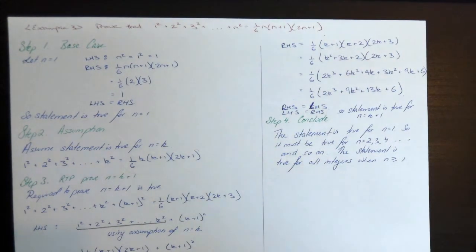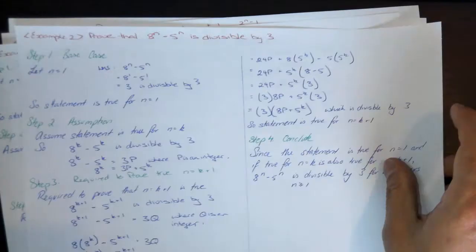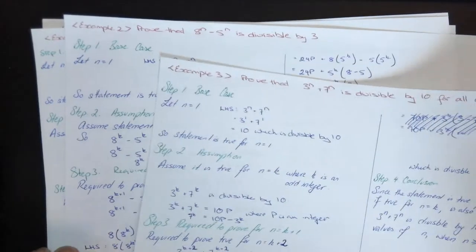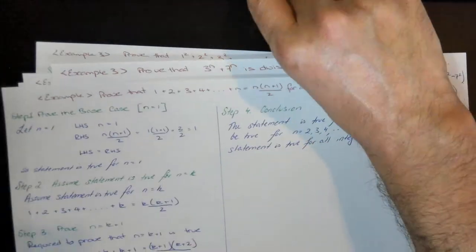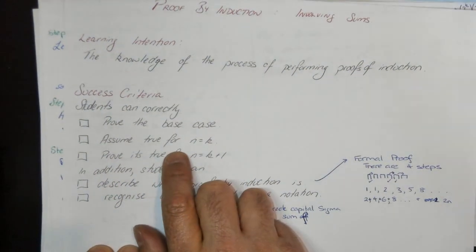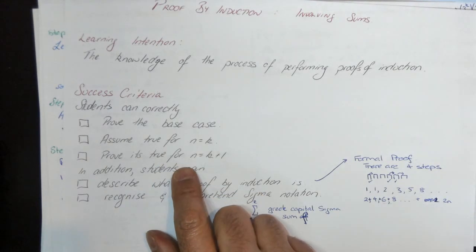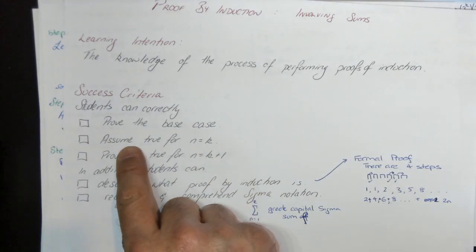So remember, proof by induction has 4 steps. You need to prove the base case. You need to assume it's true for n equals k, and then you need to prove that it's true for n equals k plus 1 using the assumption, and then conclude.